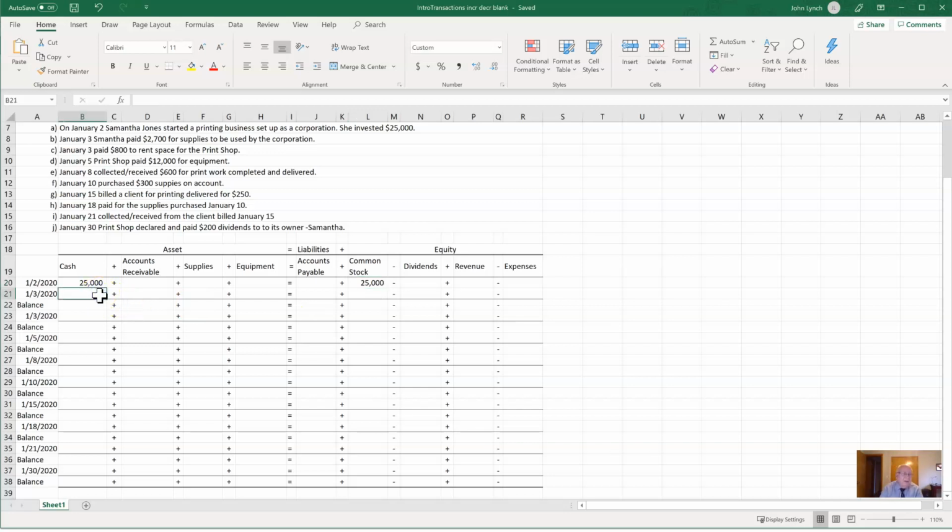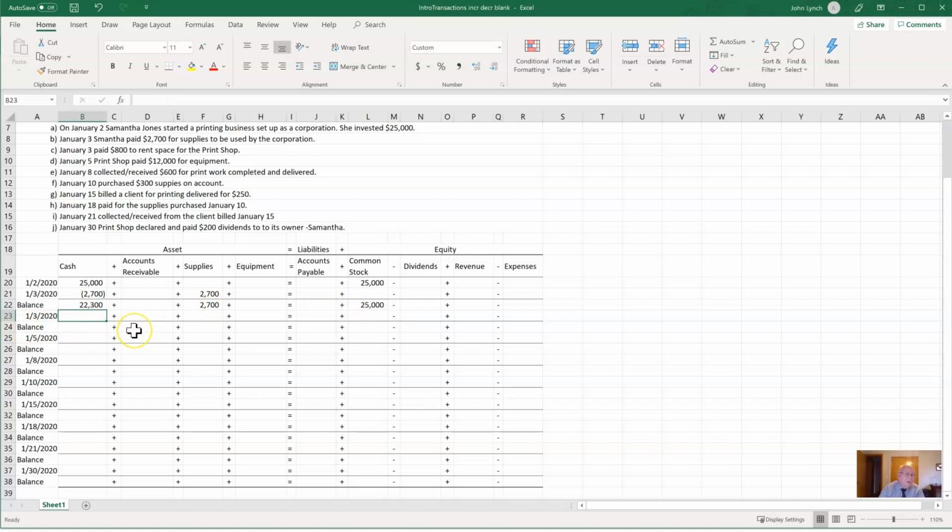Then on January 3rd, the company paid $2,700 for supplies. Okay, so that's a minus $2,700 in cash, and we want to increase supplies by $2,700 because the company purchased supplies. And this balance is simply the two added together. Now what I'm going to do is add the two together and keep it all the way across. Anything that has a number in it, we need to add. The rest of them are going to be zeros, but I'm not going to worry about those. And you notice here we have 22,300 plus 2,700 gives us 25,000, which means that still equals 25,000.